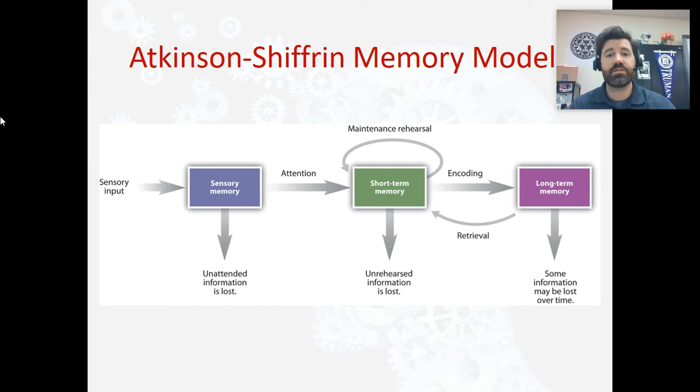We had a lecture that talked about encoding, and that was how we get information from our short-term memory into our long-term memory. And we also had a lecture about memory organization. So if we dive into long-term memory, what do those different types of memories look like?